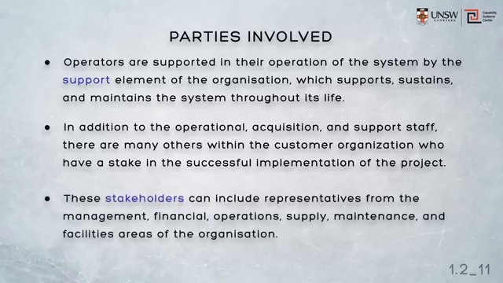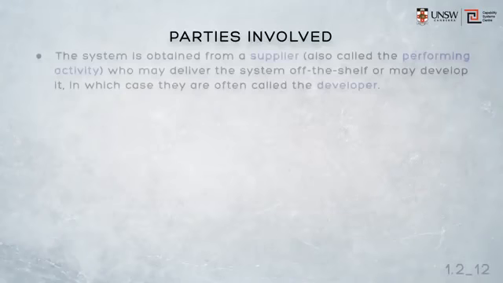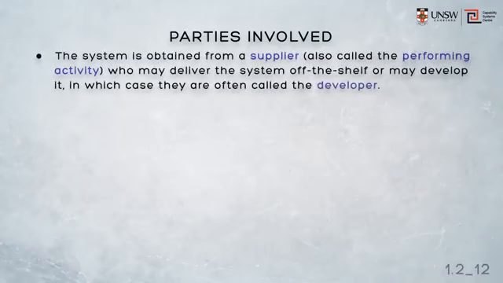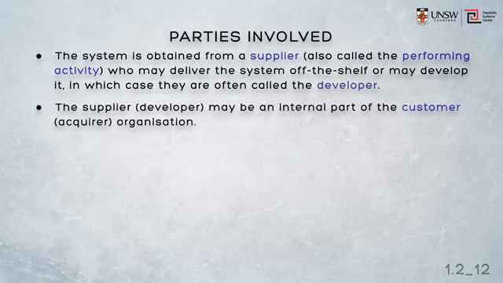The system is, as I said before, most likely obtained from a supplier, also called in some standards the performing activity, who may deliver the system off the shelf or may develop it, in which case they then also call the developer. The supplier, or the developer, may be an internal part of the customer or the acquirer organisation. If the development of the system is to be undertaken in-house, the acquisition element of the organisation, the acquirer, will engage with the development organisation, the developer, in order to support the system.